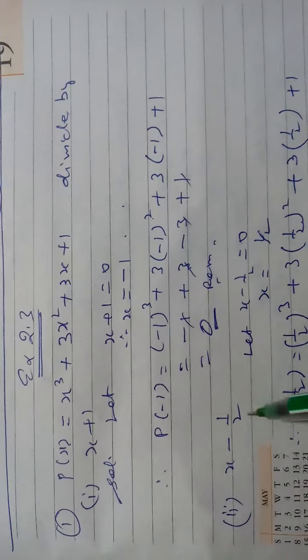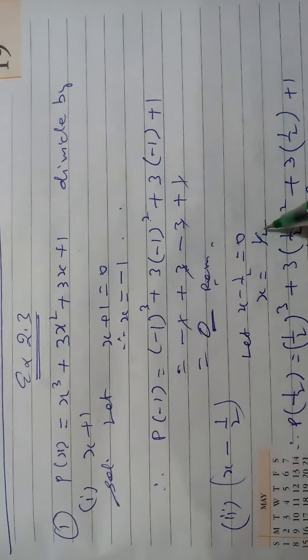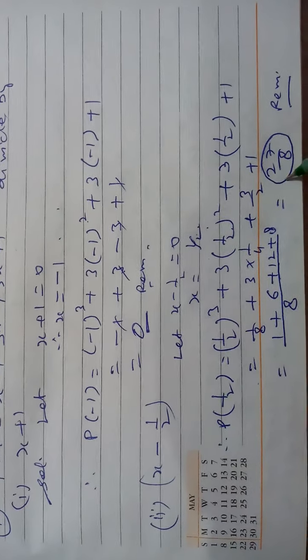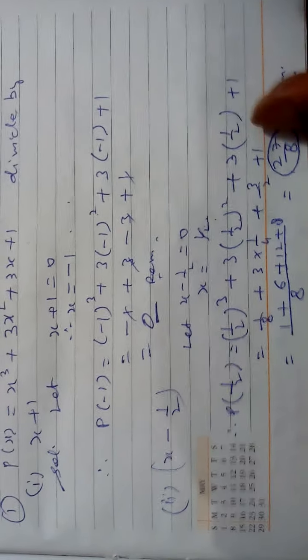Second one is given, x minus half. Let it be equal to 0, x equal to half. Finding p(half), you are getting this: 27 by 8. Very simple calculation.